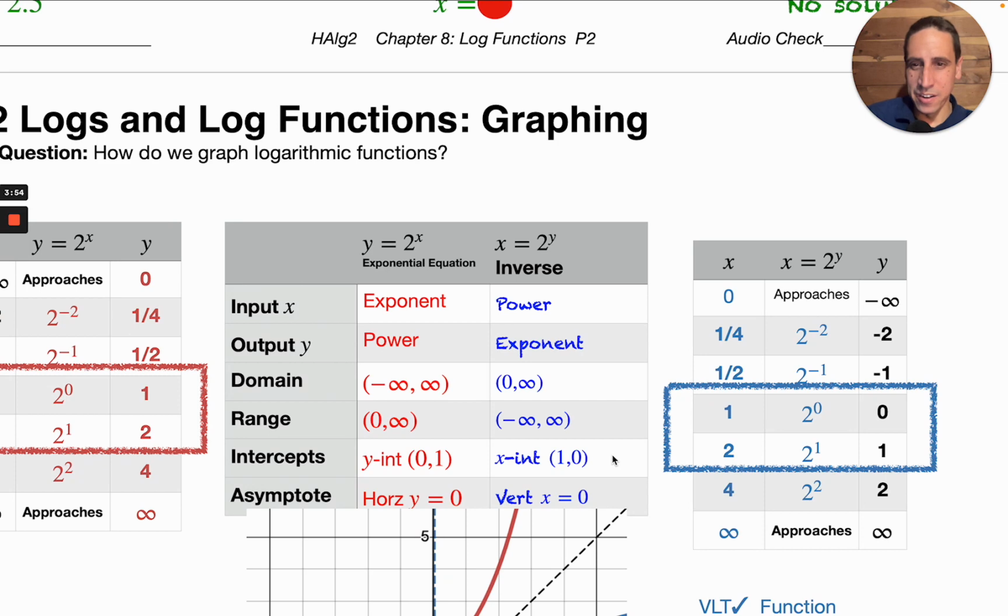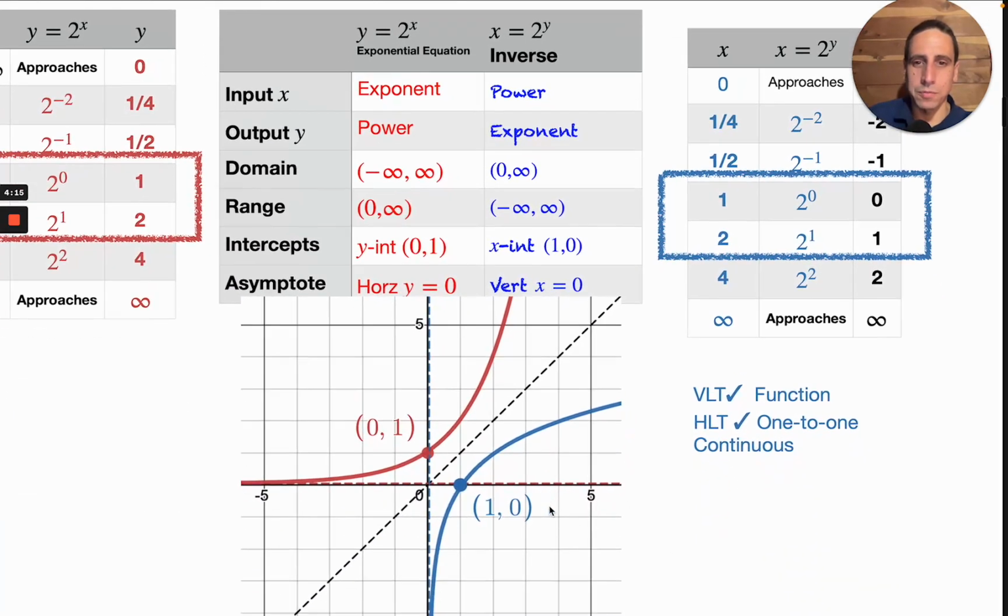And the intercepts: the original red exponential function had a y-intercept of (0, 1) and no x-intercept. But here, the inverse is going to have an x-intercept. It's going to be (1, 0), represented by this gray row right here. Where's the asymptote? It's going to be a vertical asymptote.